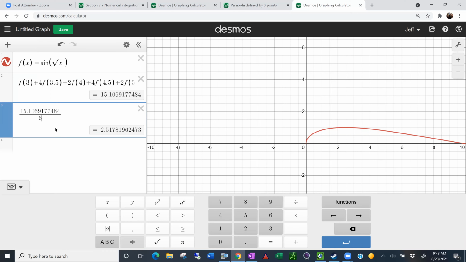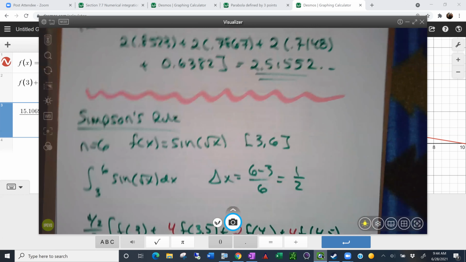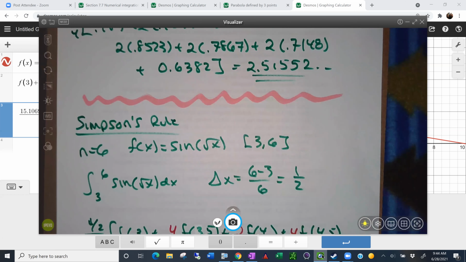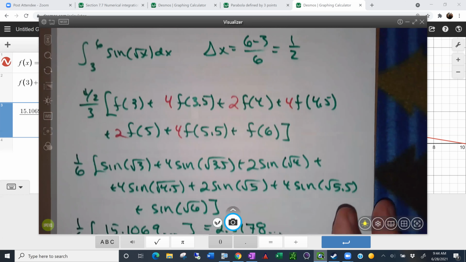Chances are it's much more accurate than our estimate from the trapezoid rule. But at least what can make us feel somewhat comfortable is that this answer here is reasonably close to this answer here. They're different by less than 2 10,000ths, or maybe a little bit above 2 10,000ths. So pretty close to the same thing.